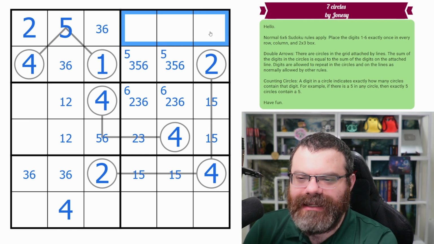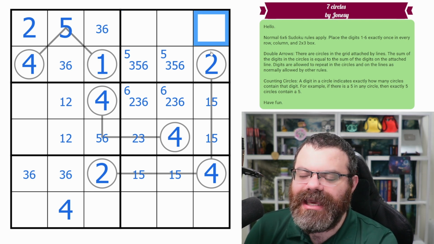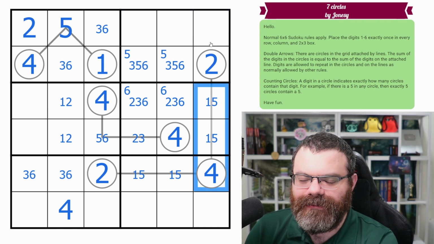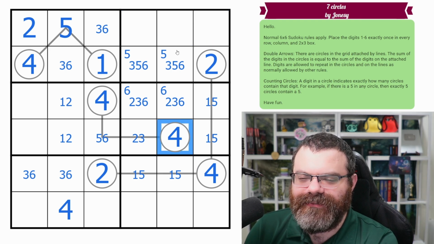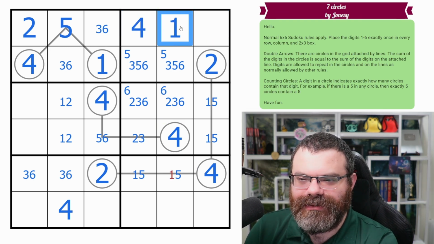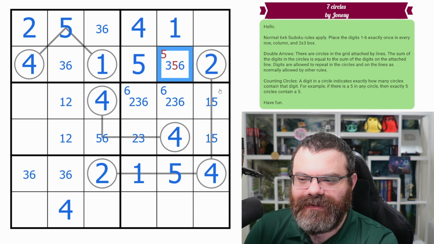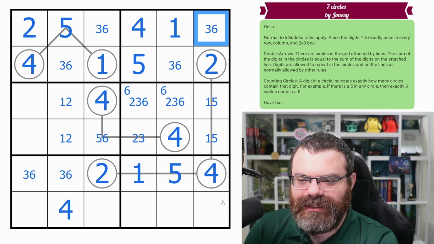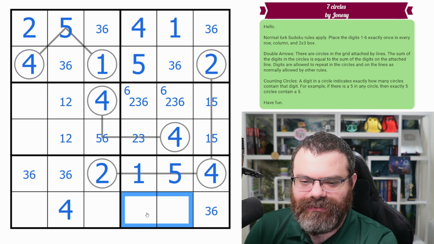I need a 1 and a 4 up here. This cell can't be 1 or 4. We have the 1-5 pair and the 4. So 1-4 go here. And in fact, the 4 is placed. That's the 4, that's the 1. That's 5 and 1. That's a 5. Okay. So this is 3-6, and then down here is 3-6. In fact, this whole row is 2-3-6.